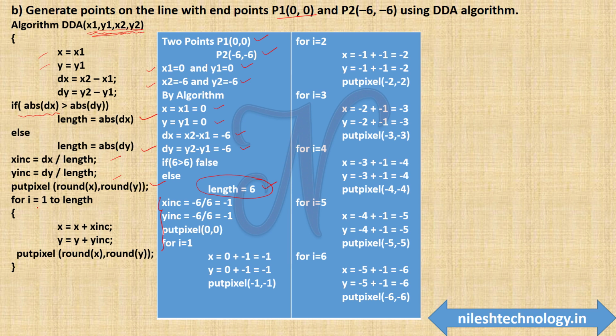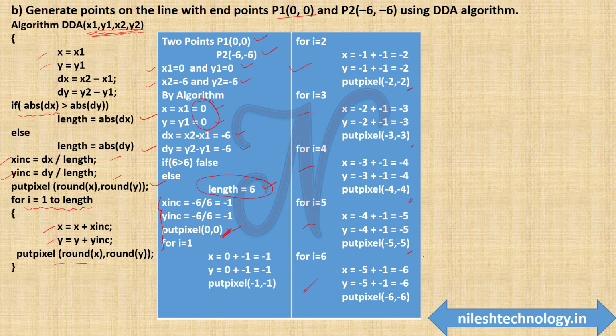This for loop finds the x increment and y increment. The x increment is dx upon length, minus 1, and the y increment is dy upon length, minus 1. Put pixel x and y. The first point of xy is 0 0, so we plot the first point 0 0. Then by using the for loop, i equal to 1 to length, that is 1 to 6, we add the x increment and y increment and put the pixel. This is your iterations 2, 3, 4, 5, 6. These are the points, so we plot these points on a graph.